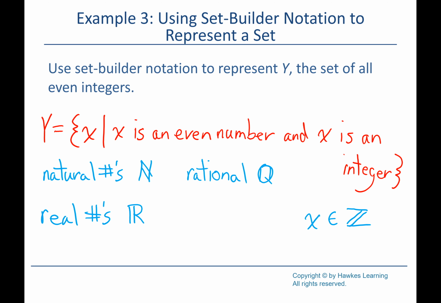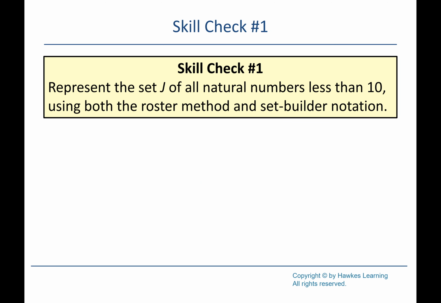All right, so one more here, to get a little bit of practice. The next one tells us we want to represent the set, we're calling it J, of all natural numbers less than 10. And it wants us to write these out using both methods. We want to do the roster method and set builder.